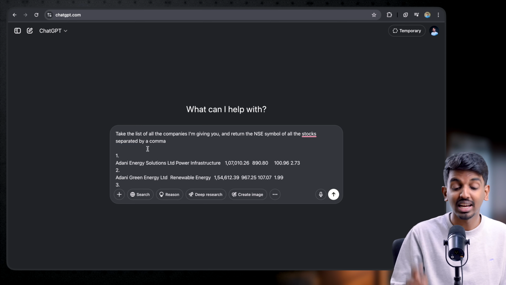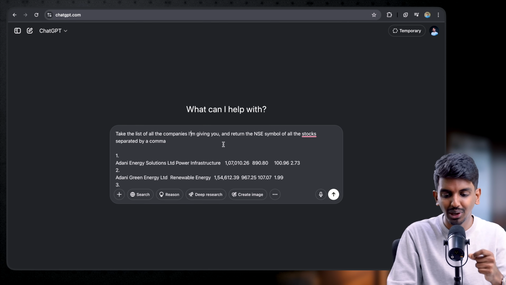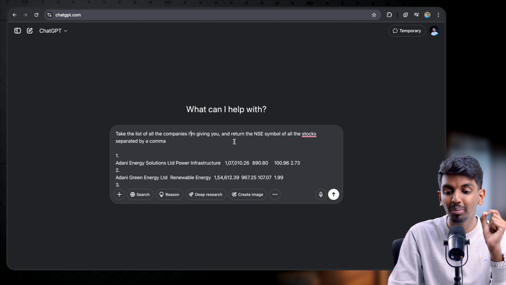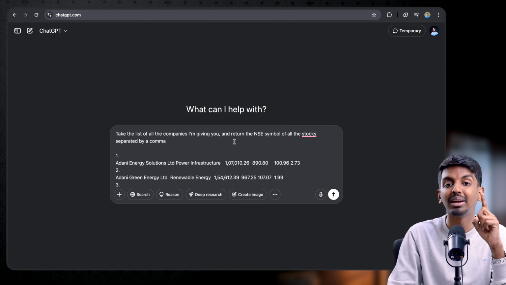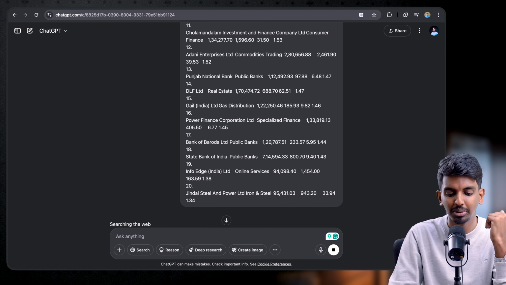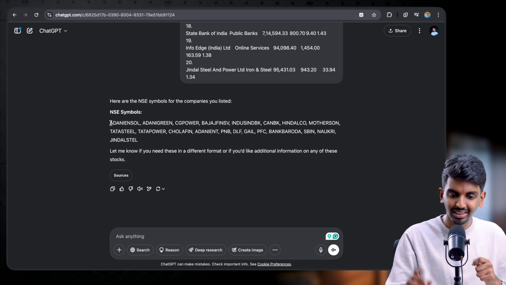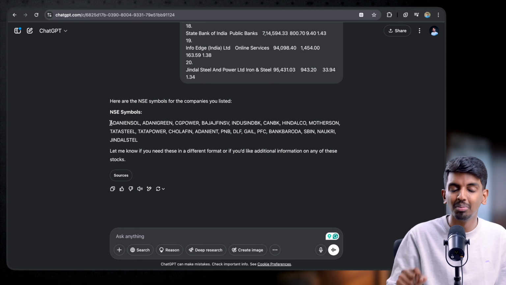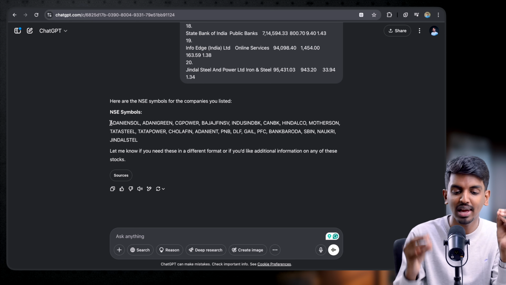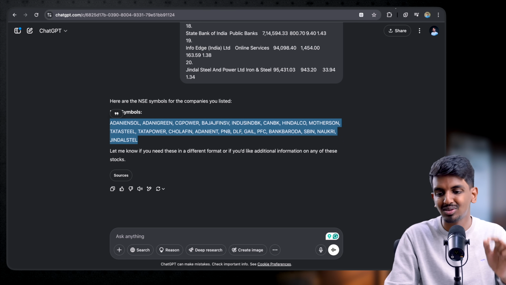Okay, so come to ChatGPT and give it this prompt. Take the list of all the companies I'm giving you and return the NSE symbol of all the stocks separated by commas. Okay, that's what we're going to give, and let's wait for ChatGPT's result. So ChatGPT has given us the results here. These are the ticker names or the NSE symbols of the most volatile, most high momentum stocks out of all the Nifty 100 stocks. So let's do one thing. Let's copy this, just the stocks part.